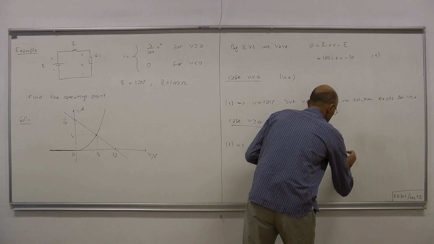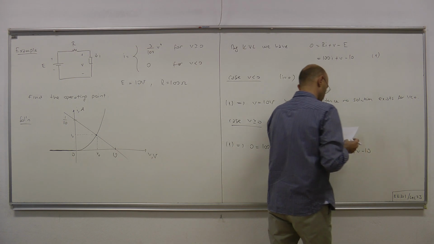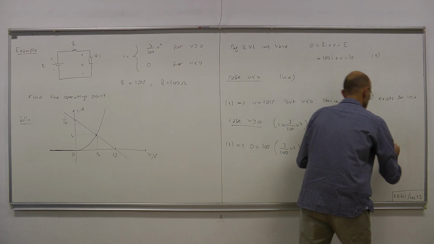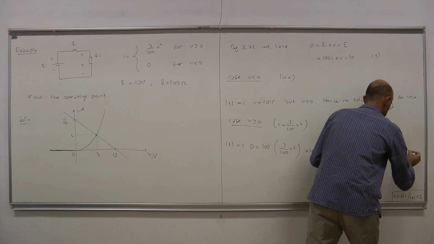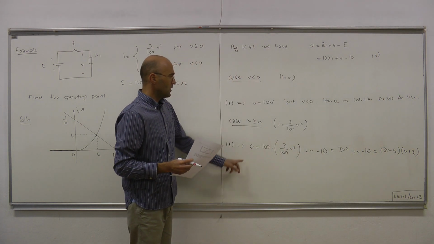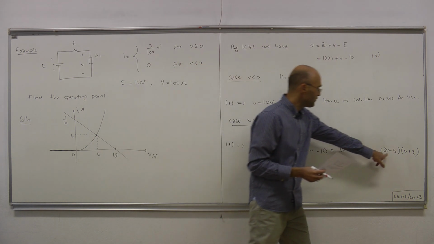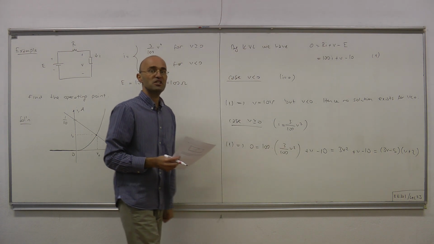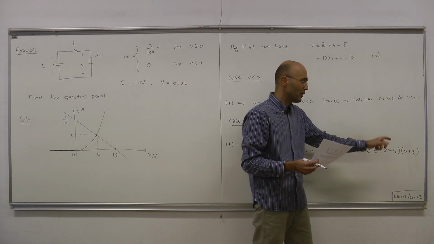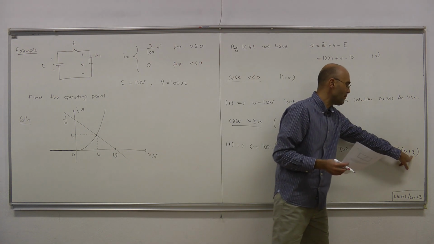So that's 3V² + V − 10. And this can be factored as (3V − 5)(V + 2). Once you write the right-hand side as (3V − 5) times (V + 2), it's clear what the roots are. We have two roots, both real. One of them at 5/3, the other at −2.